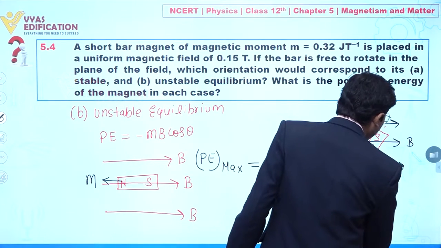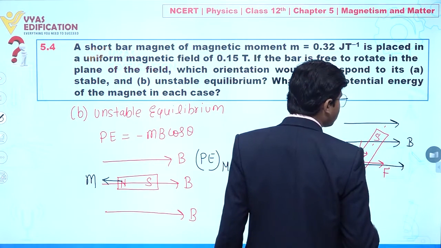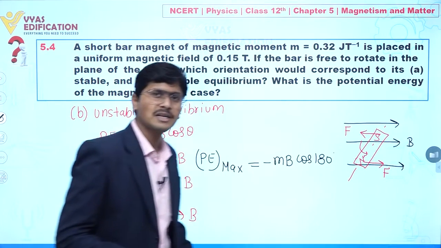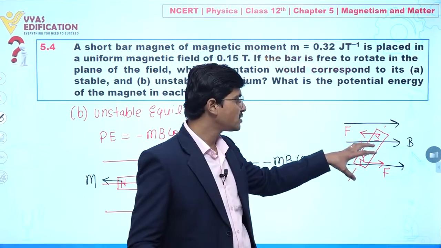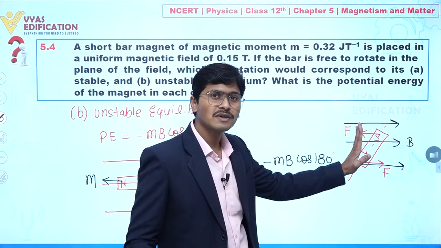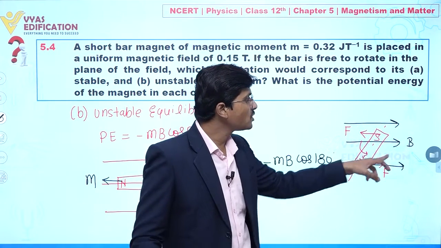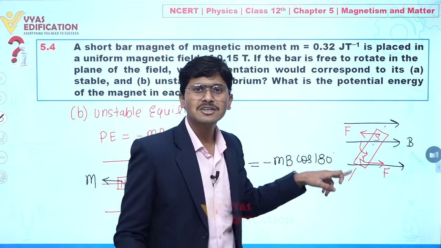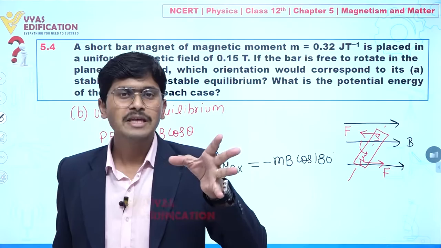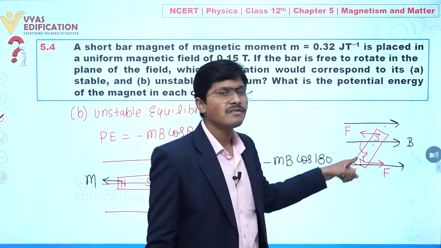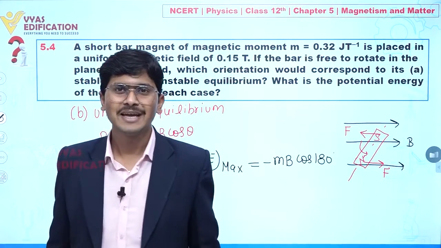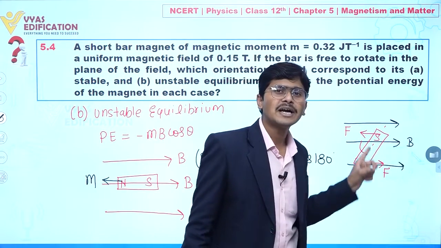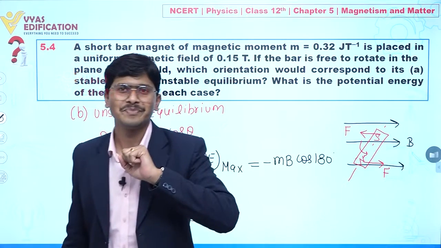Now you can say, sir, force is acting on the north pole in this direction, and for the south pole it is acting in this direction, clear. So you displace this bar magnet in the anti-clockwise direction, and the force due to this uniform magnetic field is also in the anti-clockwise direction. So as you leave this bar magnet, it will never come back to its original position. Where it goes is that it tries to attain the position of stable equilibrium, clear to you?